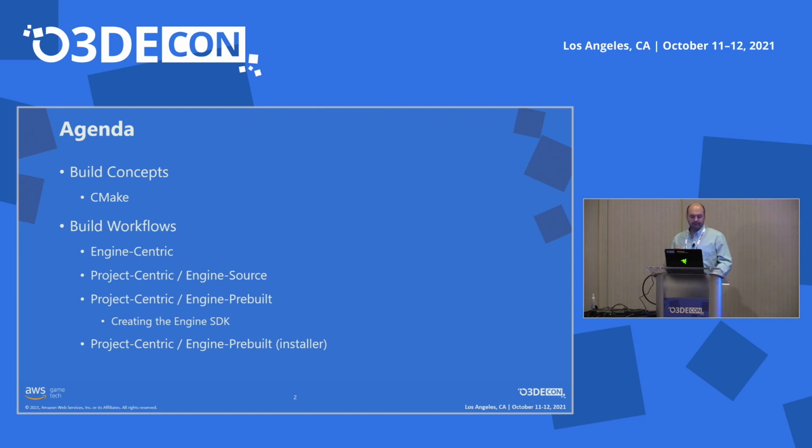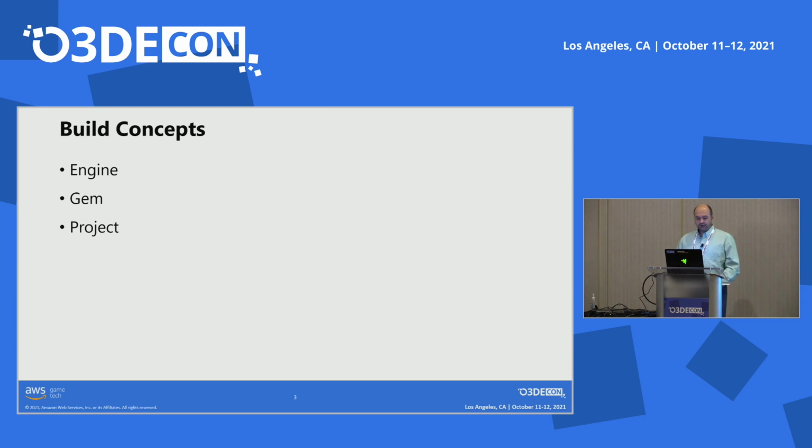So before diving into the different ways that we can build the engine and the project, I'm going to go through some basic build concepts and some concepts related to the tool that we use to do the building, which is CMake. So there are three parts that it's important to understand because we refer to them while talking about how to build it. One is the engine.